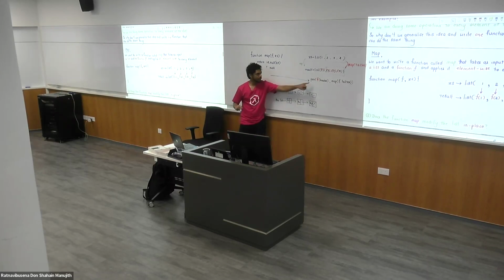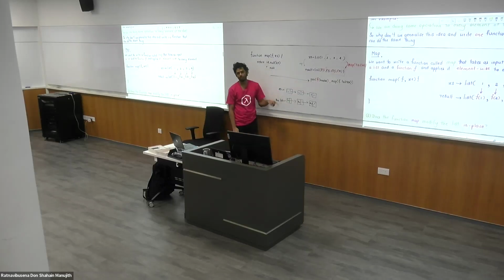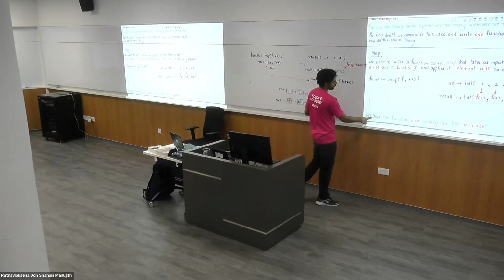Because you actually create new pairs, XS will not be changed. Is that clear? Can you see the board? So XS will never change. It's just that we are creating a new list. Please don't make that mistake. So the answer to this question is no. Map does not modify the list in place.